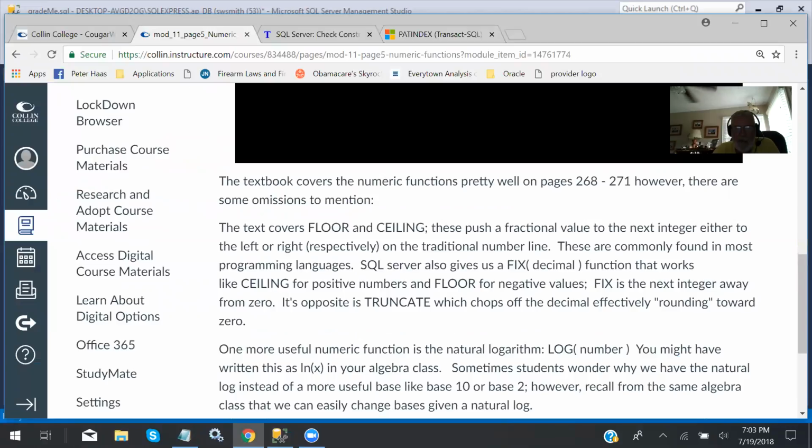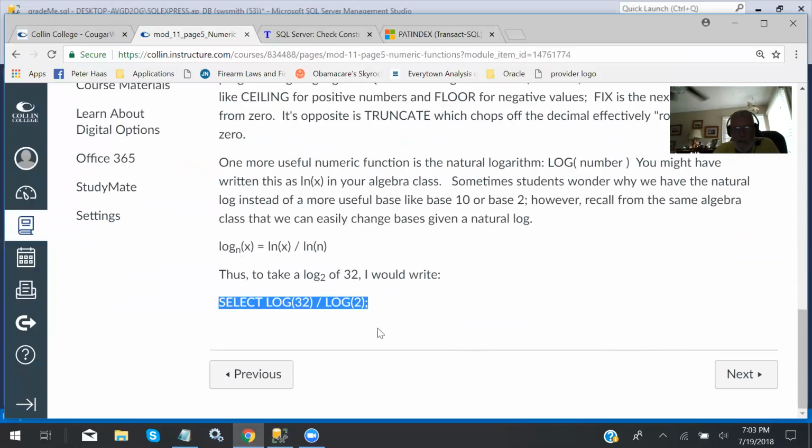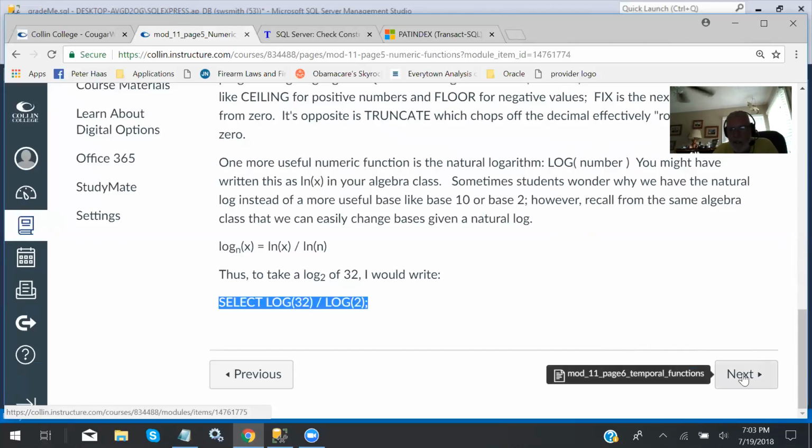Basically, I'd like to cover floor, ceiling, fix, and truncate here. Lots of people have difficulty with algebra. I suggest you get over algebra if you're going to be in computer science. You're going to have to do a lot of logarithms in computer science. We're not going to do a whole lot of them in here. If you get into my data structures class, you're going to call us the logarithmic kids.